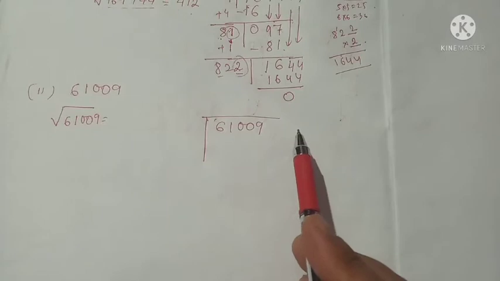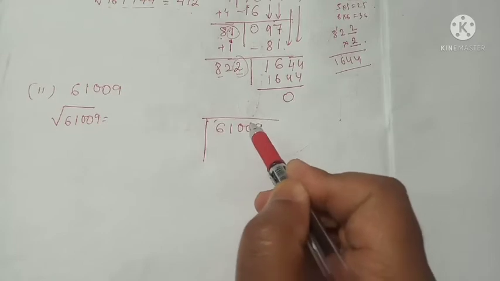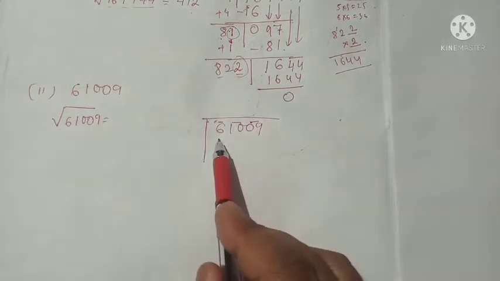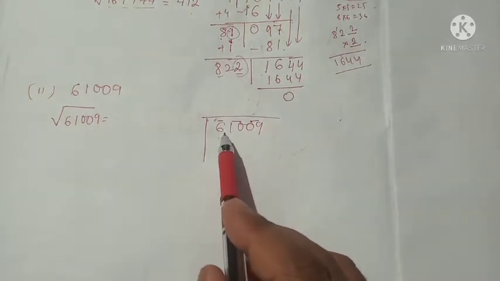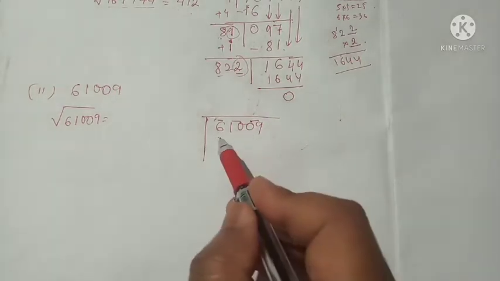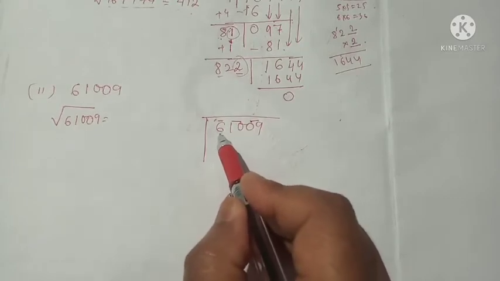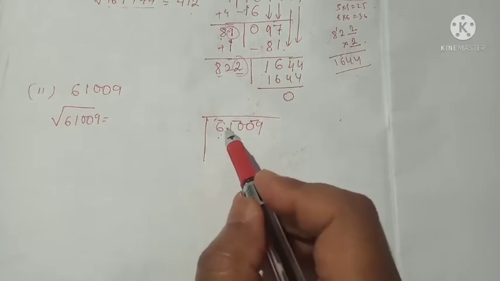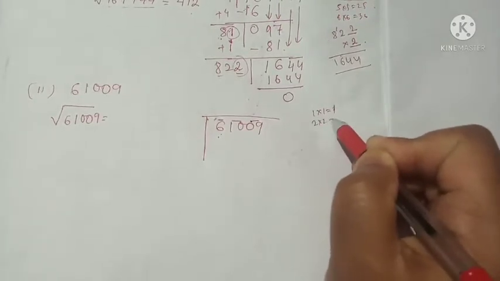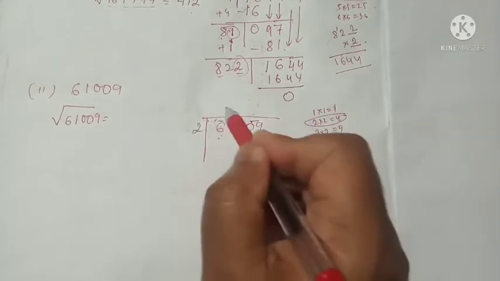Now place a bar over every pair of digits starting from the one's place. We put the bar here over this 09, this 10, and this 6 only. Here 6 has no pair, because 61009 has an odd number of digits. So we start the division with only the first number, that is 6. The first dividend is 6. So the divisor and the quotient will be 2, because 1 into 1 is 1, 2 into 2 is 4, 3 into 3 is 9. The nearest is 2. Now the new divisor will be 2 and the new quotient will also be 2.